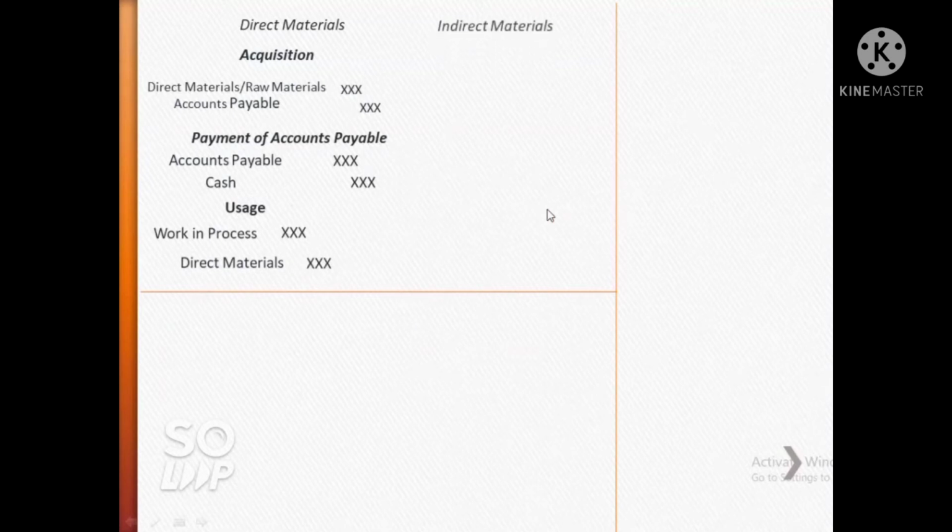So in the indirect materials, they are similar on the acquisition and the payments of accounts payable with the direct materials. So what do you mean, sir? On acquisition, you are to debit indirect materials instead of direct materials, of course, and then you're going to credit the same account as with the direct materials, which is accounts payable. Now on the payment of accounts payable, they are the same: debit accounts payable and credit cash also.